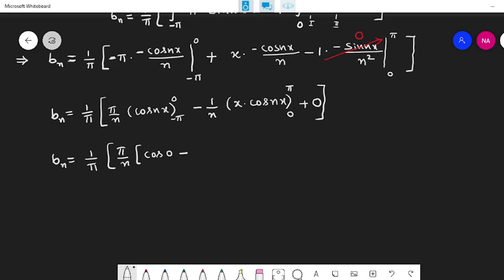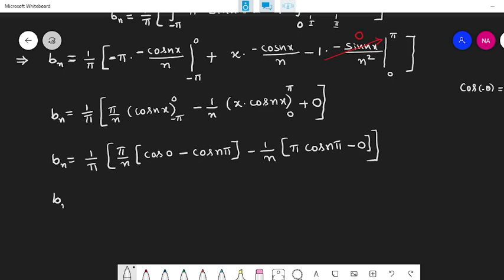But we know cos minus theta is equal to cos theta. Cos is an even function. So cos n of minus pi, that is cos minus n pi, will be cos n pi only. Minus 1 by n times, applying upper limit, you get pi cos n pi, minus applying lower limit, you get 0 into cos 0, that is 0.